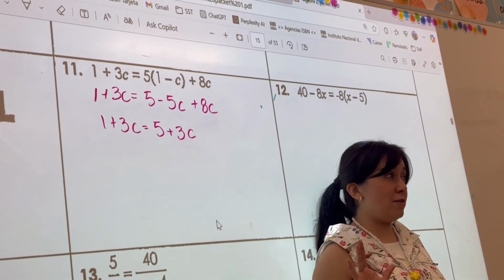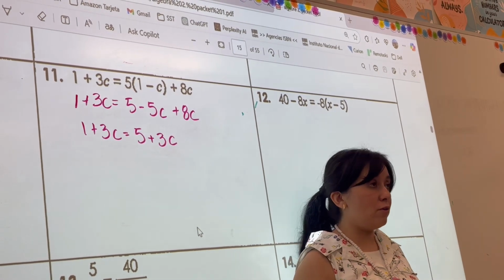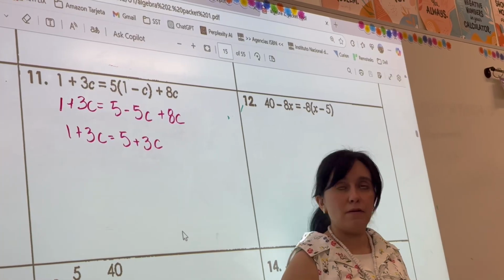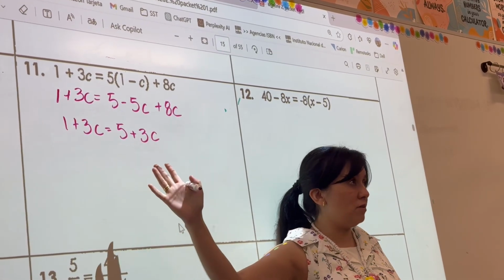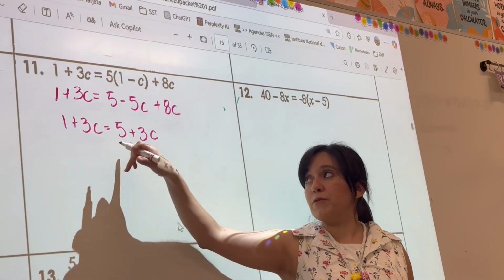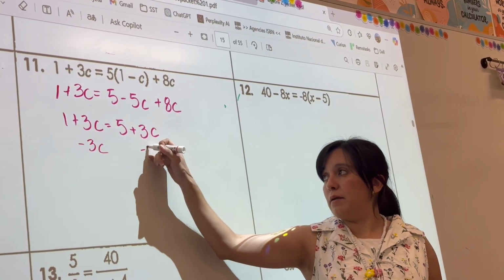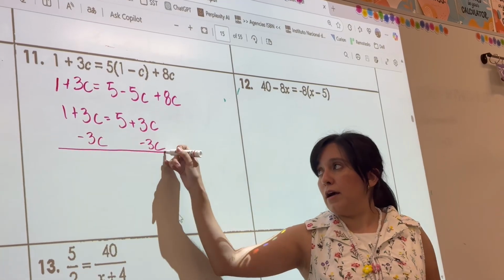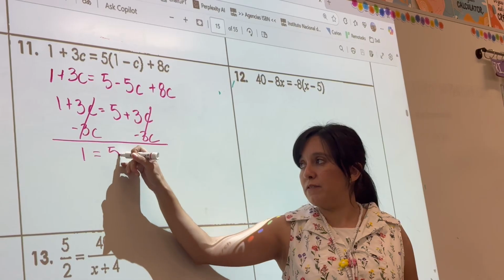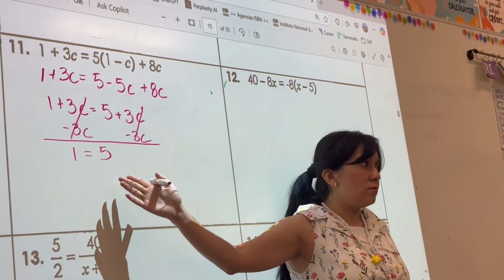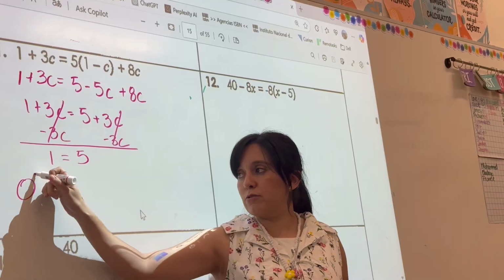Do you see there's something strange? Okay, I am going to continue just for everybody to see it. But do you see here, everybody, that they are really similar to each other? Now we have to get rid of the letter, right? Almost always. And we have minus 3c and minus 3c. And what is going to happen here is that we're going to have 1 equals 5. Is that true? No. So whenever that happens, we are going to say no solution.